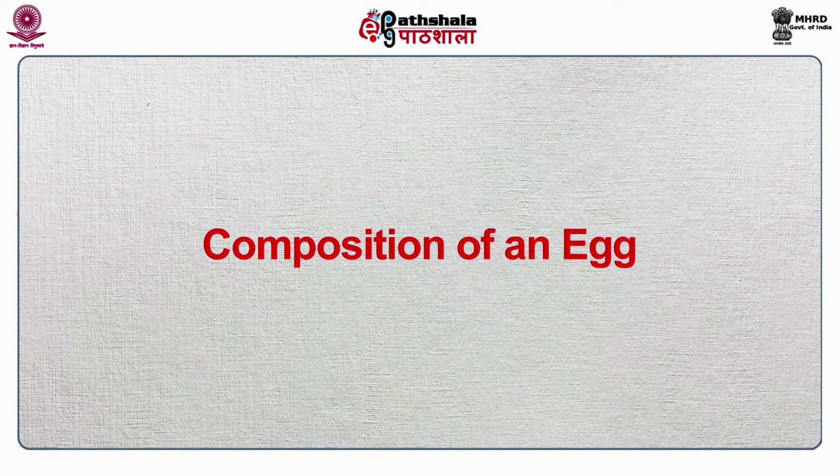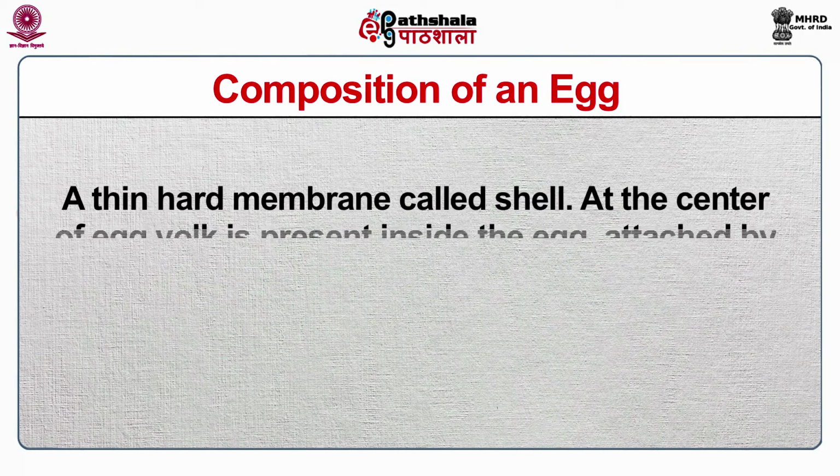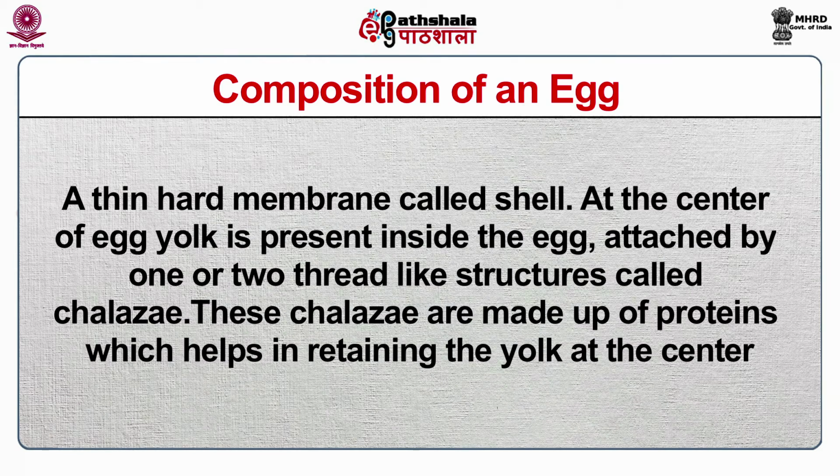Construction of an egg. Now let us talk about what an egg is made up of. The structure of an egg is similar to an oval sphere that consists of two ends, one slightly round and the other sharp towards the end. An egg is coated by a thin hard membrane called shell. At the center of the egg, the yolk is present, attached by one or two thread-like structures called chalazae. These chalazae are made up of proteins, which help in retaining the yolk at the center.